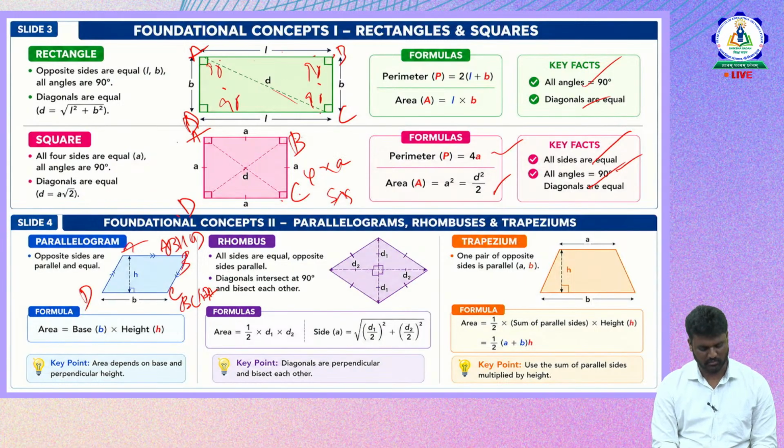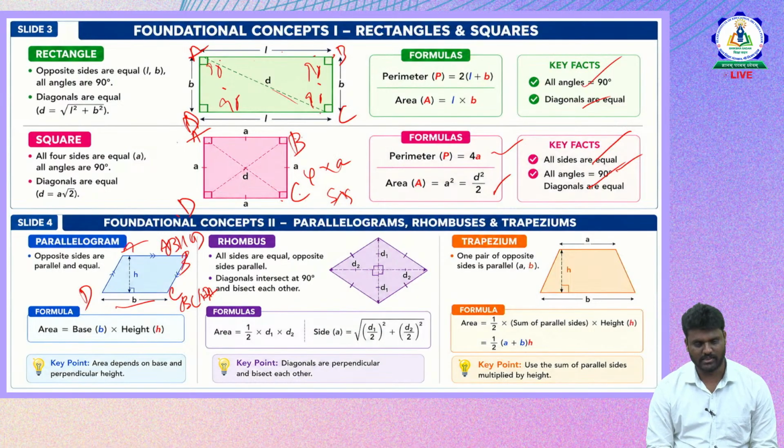So what is the formula of the parallelogram? Area is equal to base into height. Whenever they give a question based on the parallelogram, and ask you to identify the area of the parallelogram, we apply area is equal to base into height. They will give the base and height, and from the base and height we can say that this is the area of the given parallelogram.